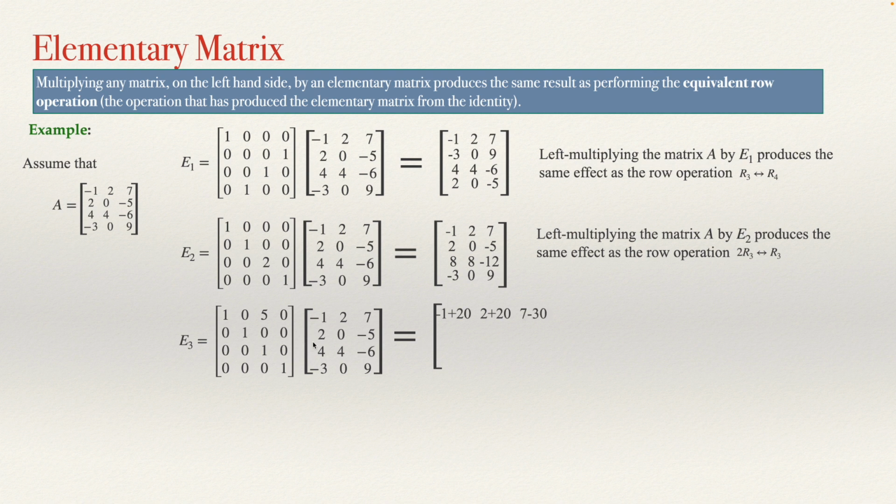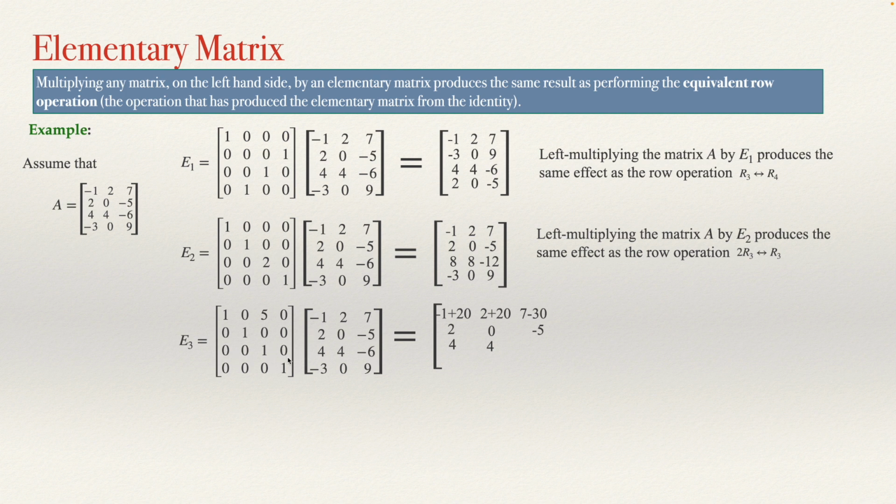And for the other row, there is no change. The answer will be 2, because this 0 multiplies this negative 1, the other 0 multiplies this, and this 1 is the only one multiplying this 2. So this 2 remains the same. When you multiply this by the others, the answer will be the element in the second row: 2, 0, minus 5. And the same happens if we multiply this by all the columns. The answer will be 4 in the first one, 4 in the second one, because this one will be multiplying the third element in the column, that is 4.